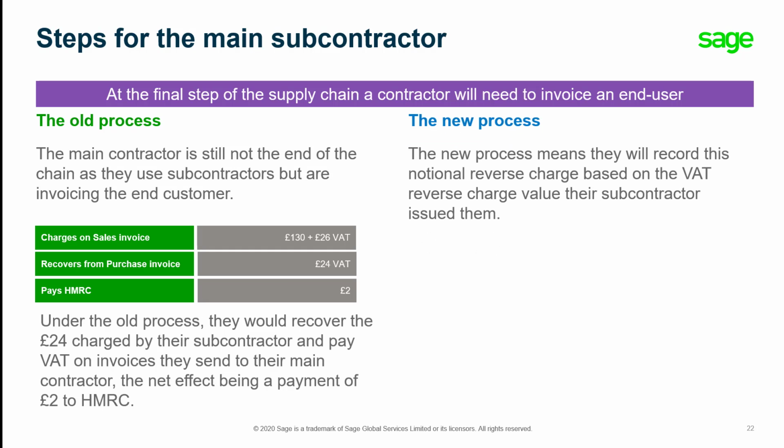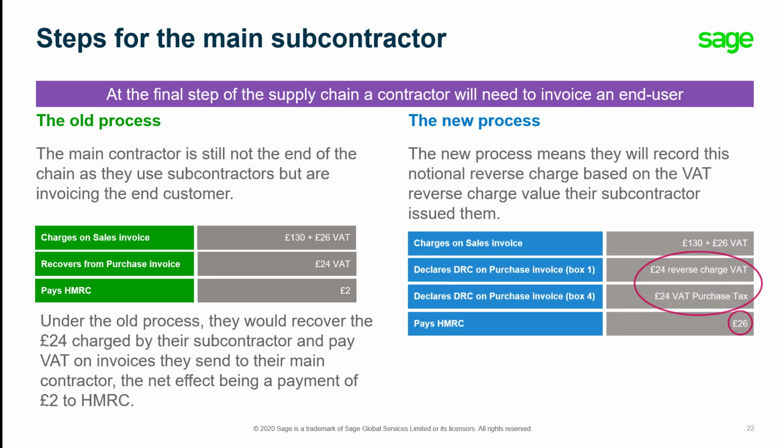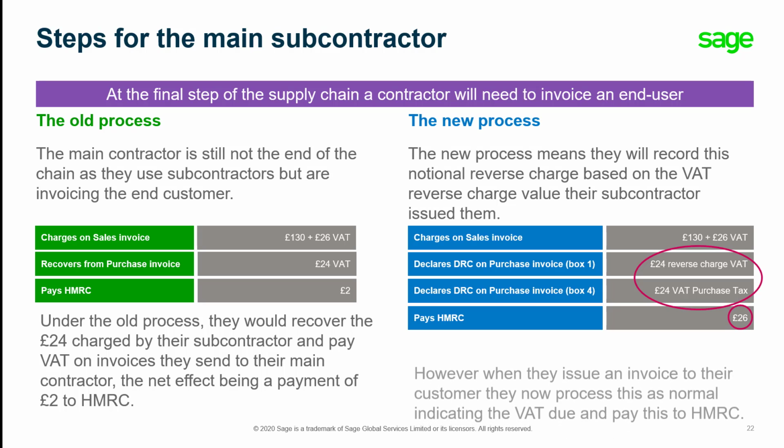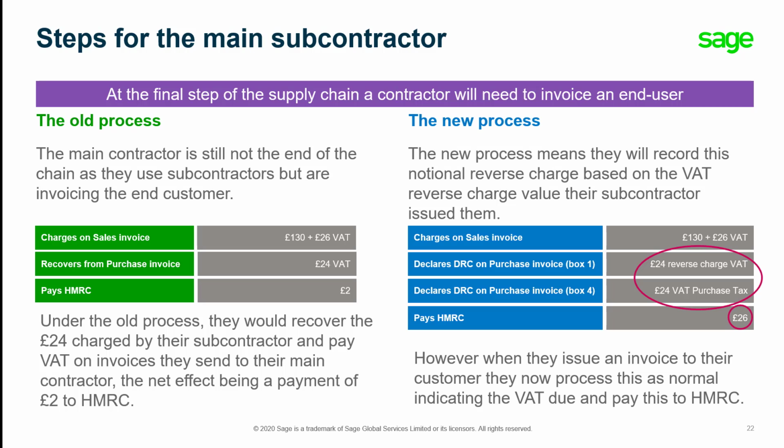Under the new process, they will record the notional reverse charge based on the VAT that their subcontractor has issued to them. As you can see again, that's going to affect box 1 and 4 of the VAT return. The difference, however, is that because they are dealing with an end user, normal VAT rules apply, and in this case they are actually charging the customer as normal, so for £130 plus £26 VAT. This means because they are the final link in the chain for domestic reverse charge, they are then paying the entire liability to HMRC.